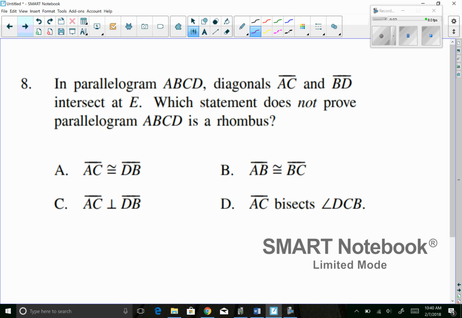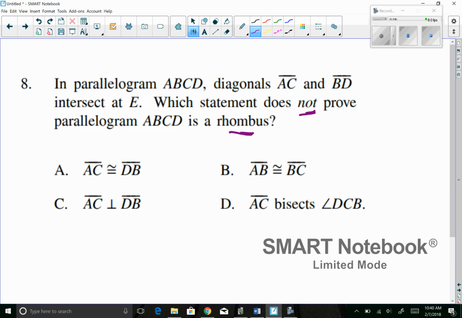Number 8, in a parallelogram, the diagonals AC and BD intersect at E, which statement does not prove it's a rhombus. So again, to prove something's a rhombus, you're looking for the sides to be congruent, the angles to be bisected by the diagonals, or the diagonals to be perpendicular.